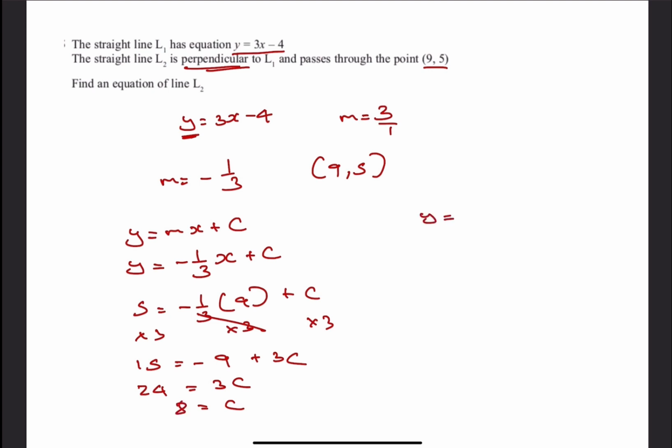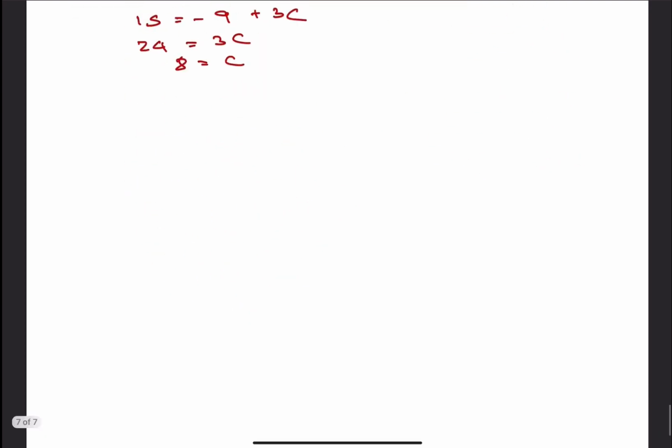y equals, what was the equation? Minus 1 over 3 x plus c. y equals minus 1 over 3 x. c is, you know that, 8, so plus 8. That's your final answer. Okay. Moving on. Cool. That's it.